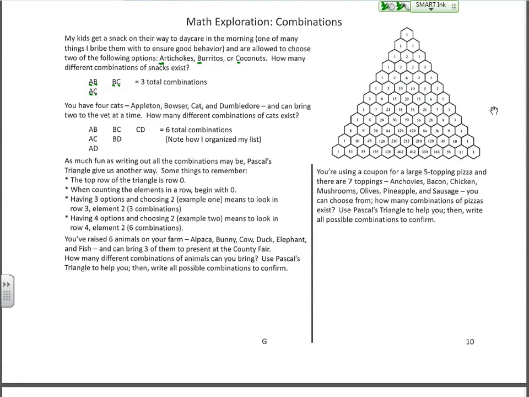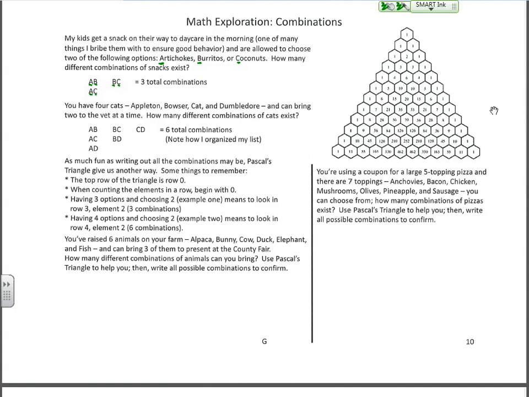Burritos and artichokes is the same combination as artichokes and burritos, so I don't write BA down there. I don't even have a C column here because coconuts and artichokes, CA, is the same as AC, and so on and so forth. So 3 total combinations for that.